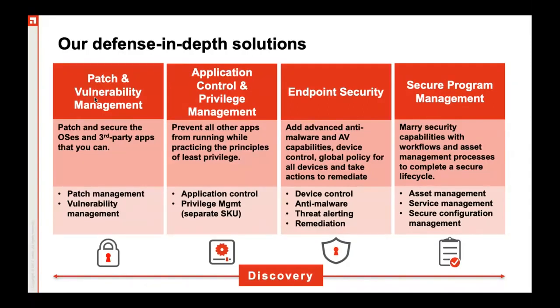And then you can patch the endpoints using the patch management module of the Endpoint Manager. And you can perform application control and privilege management. In application control, you can define a policy saying which applications are allowed to be executed, how exactly they should be executing, and with what privilege, of course. Then you have the endpoint security module, which includes antivirus, anti-malware, device control, etc. And finally, as a part of secure program management, you need to have the right amount of asset management in place so that you can track all your licenses and contracts.